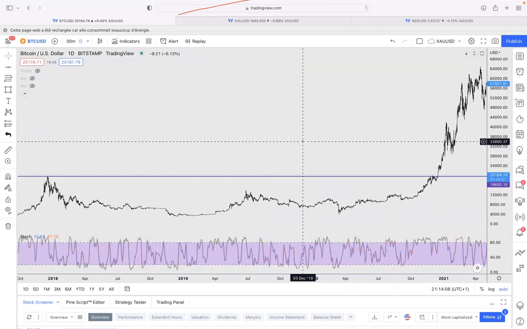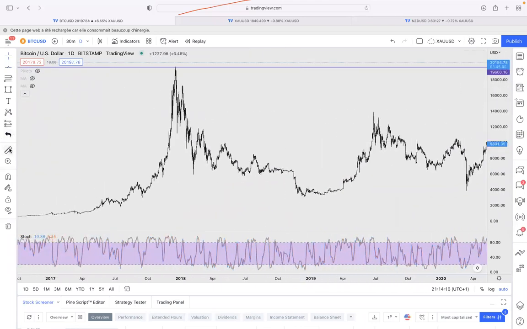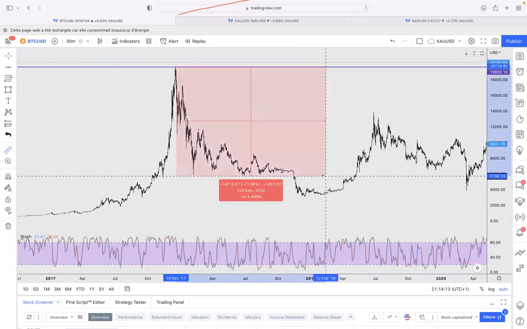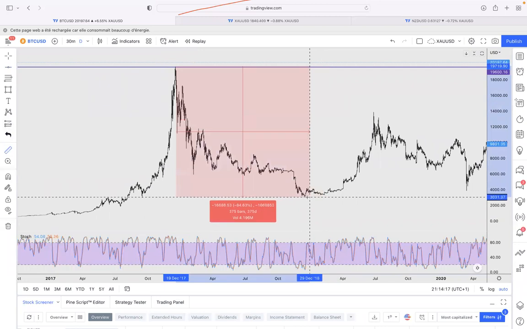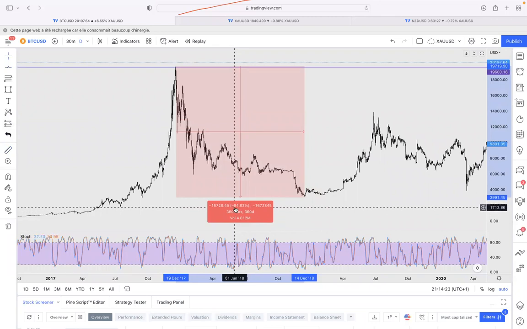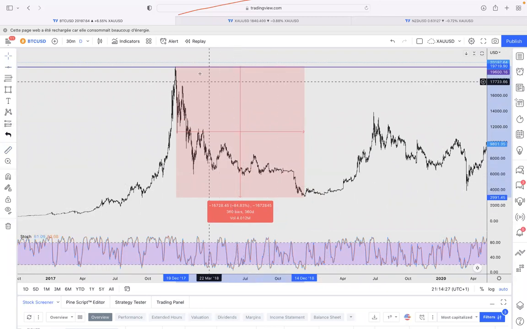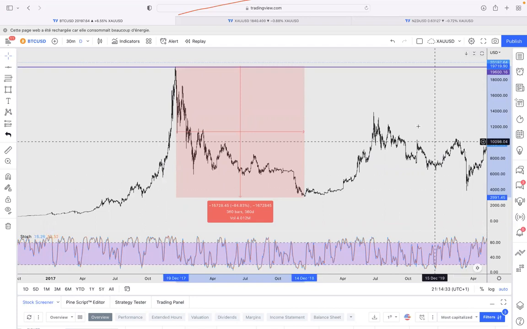I don't know if you realize, but it dropped from that level, okay? So that was the 19th of December, 2017, and it dropped, down, as you can see, by 84%. I don't know if you realize. So we went from 20K to 3K. Oh my God. It lost 85% of the value.